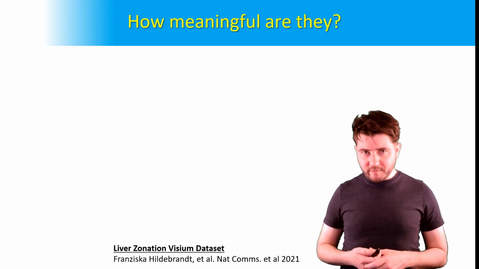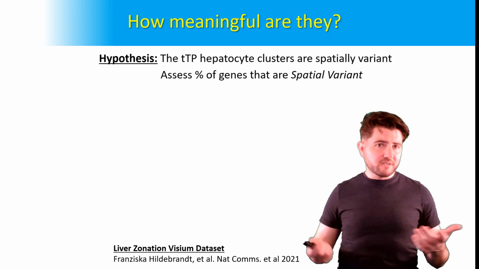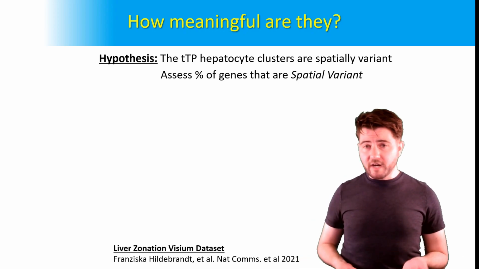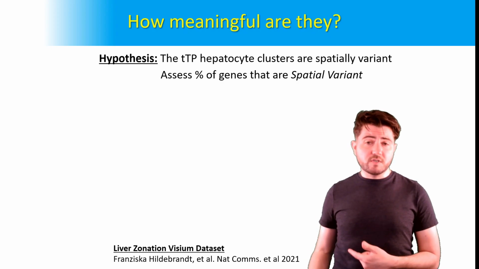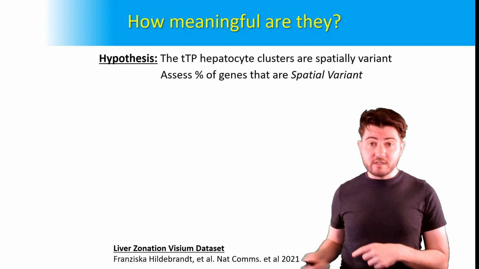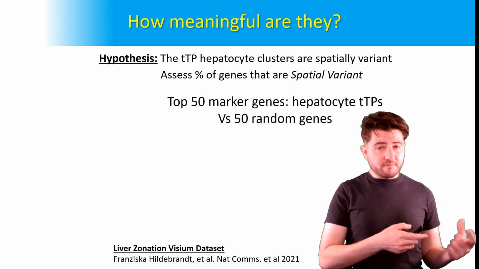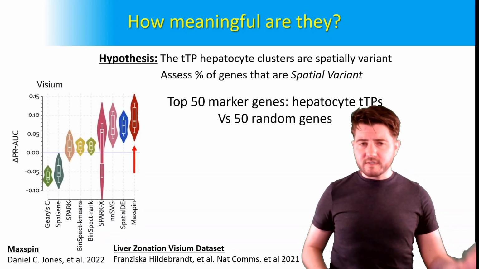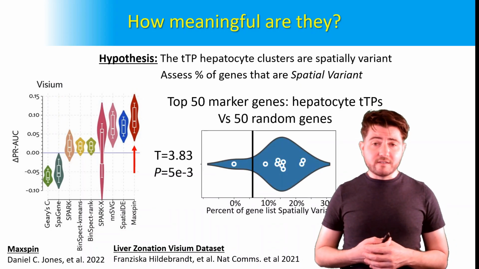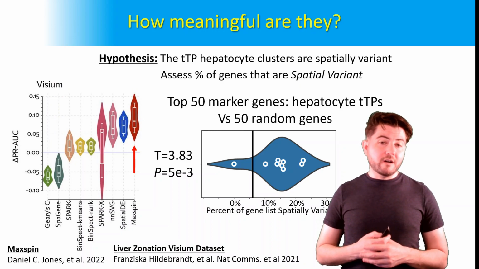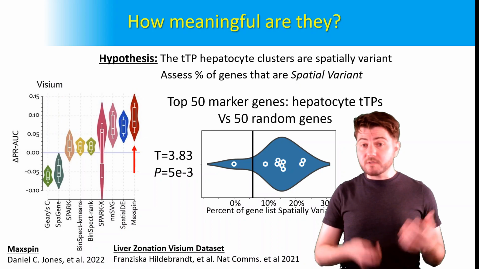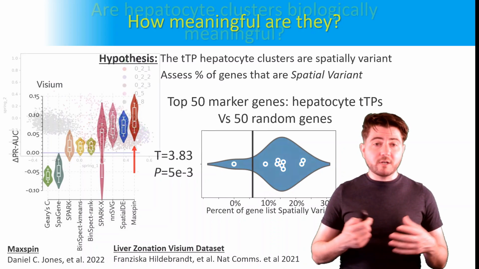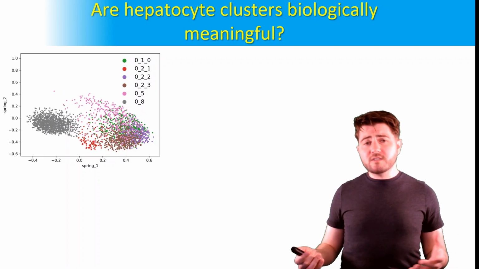So I took the best performing pipeline and tested the hypothesis using the liver data set that we analyzed, whether or not the true positive hepatocyte clusters are spatially variant. And so we first assessed the percentage of the top marker genes from each of those clusters that were spatially variant, looking at the top 50 marker genes from each cluster versus 50 random genes. And we did this assessment using MaxSpin, which uses information theory. And yes, the top performing pipeline did have marker genes for the hepatocyte clusters that were significantly more structured and spatially variant than you would expect from a random set of genes that were expressed.